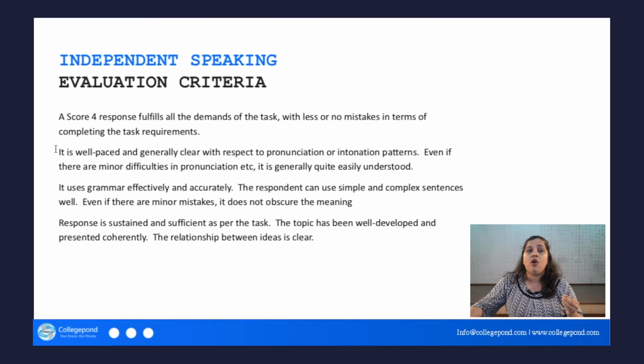You should talk in a well-paced and generally clear manner with some minor things here and there with your pronunciation or intonation. It's absolutely fine. They understand that as part of natural speech.